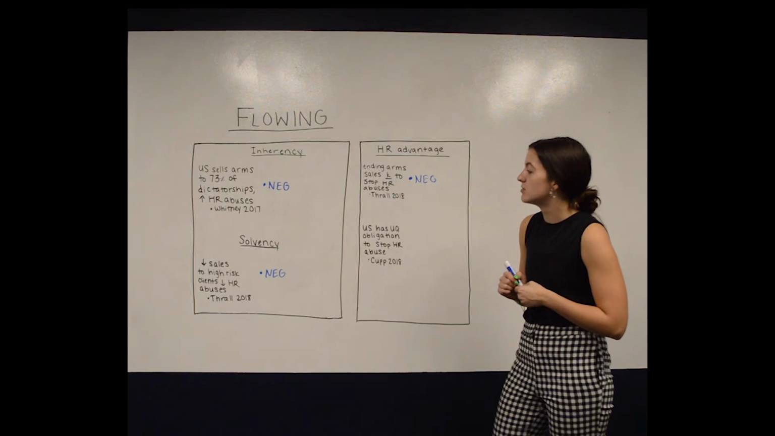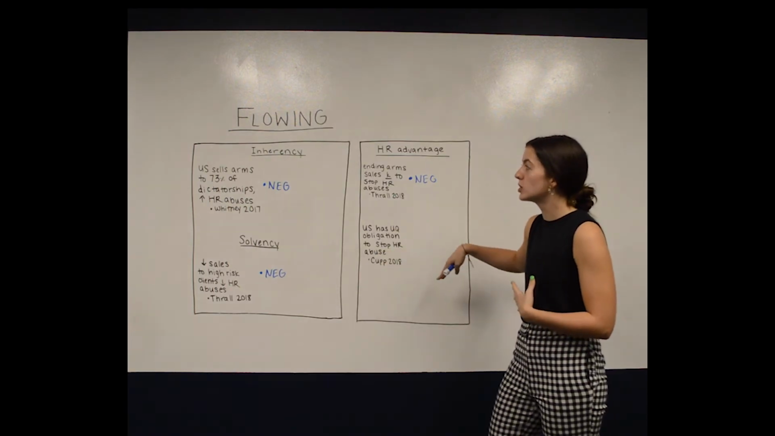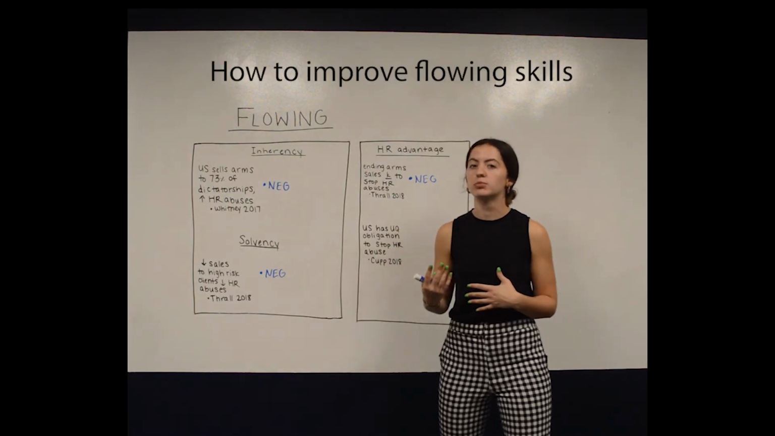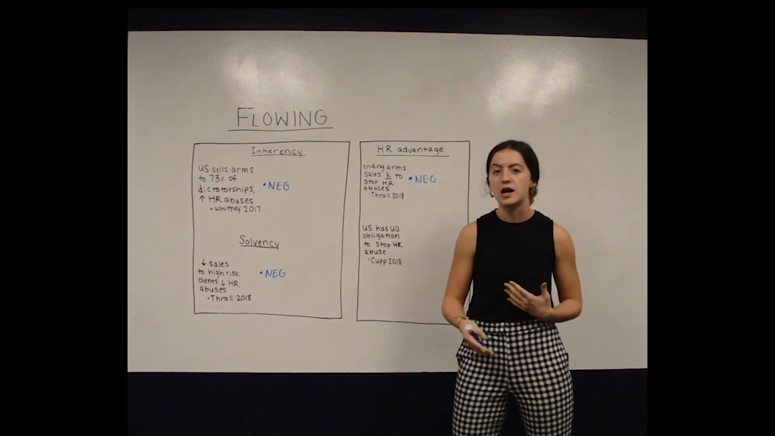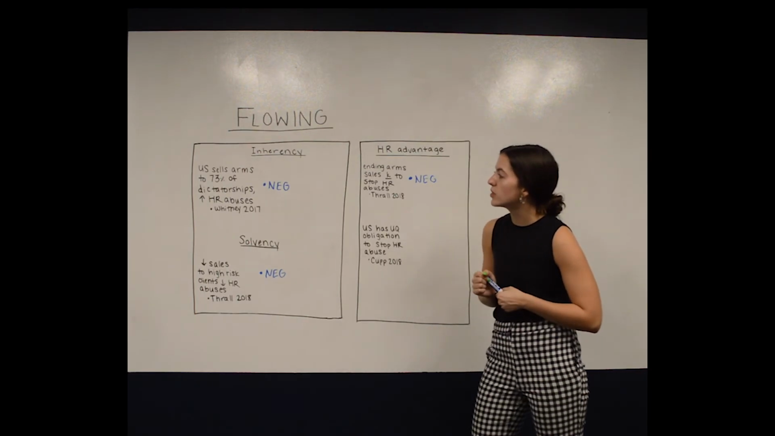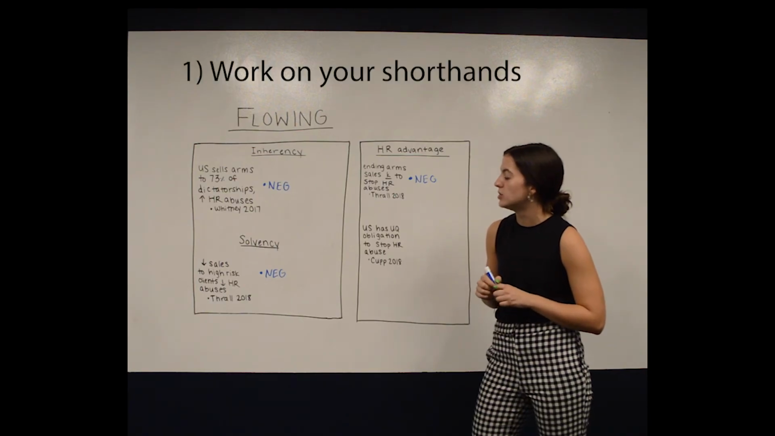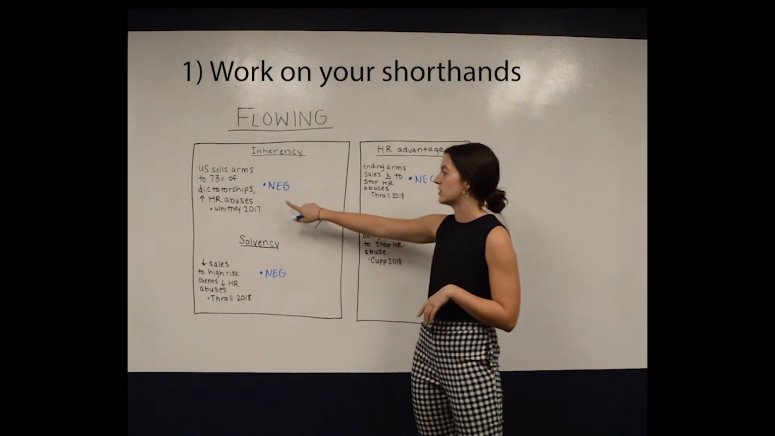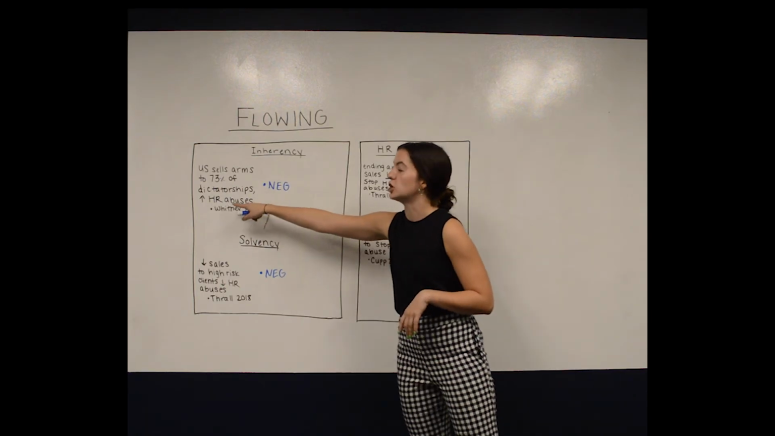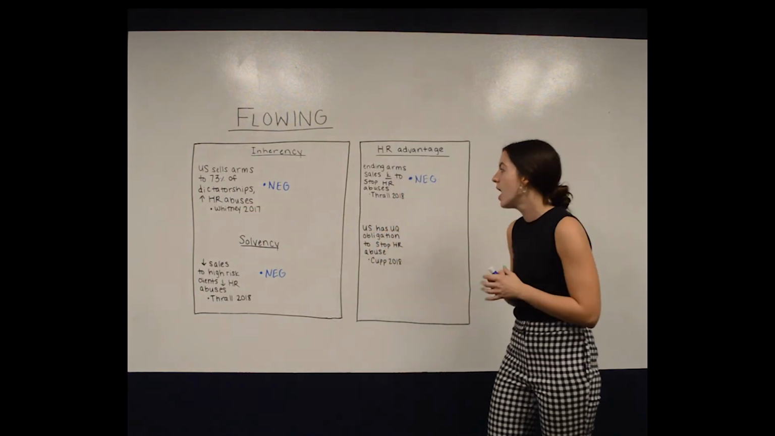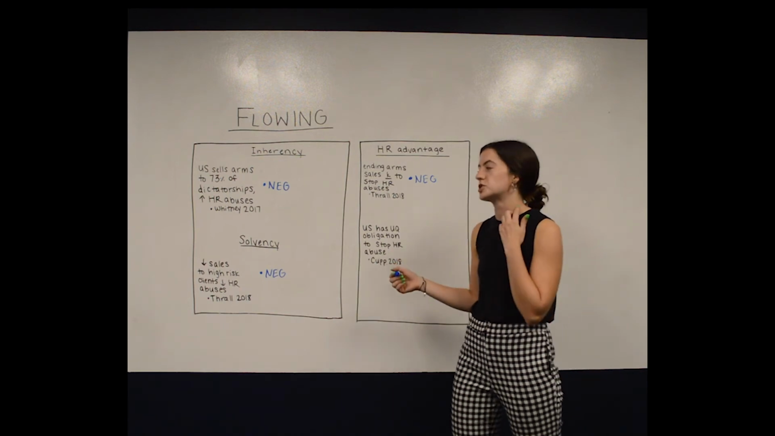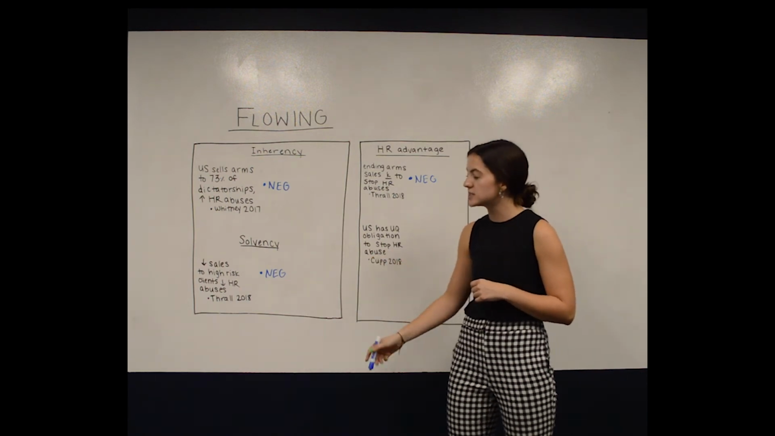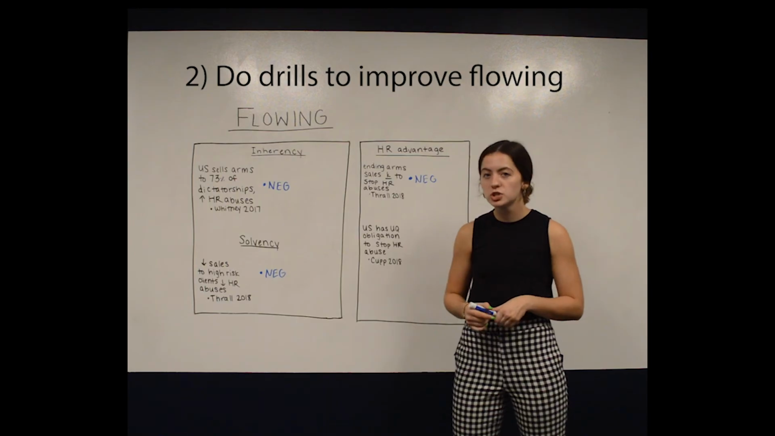So now that we've covered why flowing is important, we can talk a little bit about how you can improve your flowing skills, because it's definitely something that you acquire over time as you debate. So one of the ways you can do that is by improving your shorthand, so things like the arrows or shortening human rights to just HR. This is going to help you improve your flowing because you're not going to be spending too much time on those specific phrases. You can also do drills to improve your flowing.